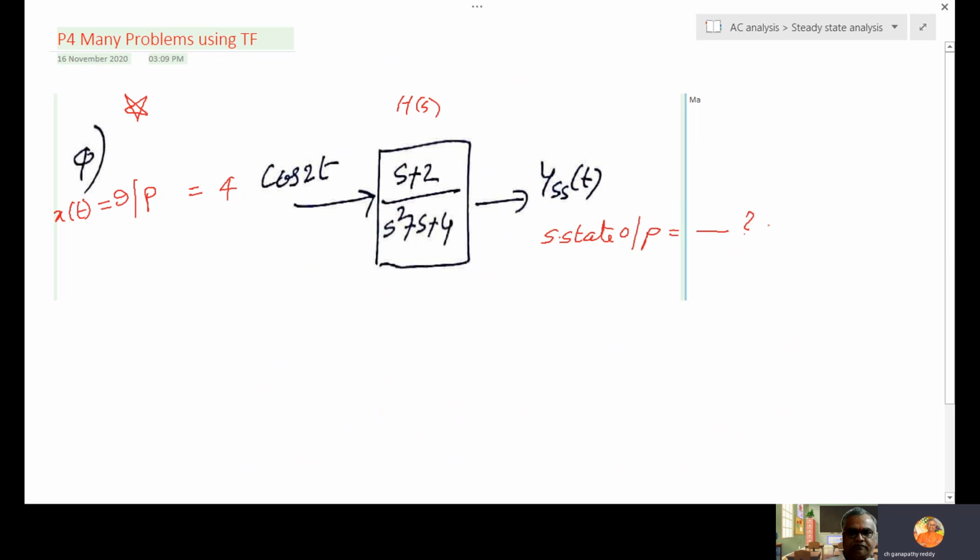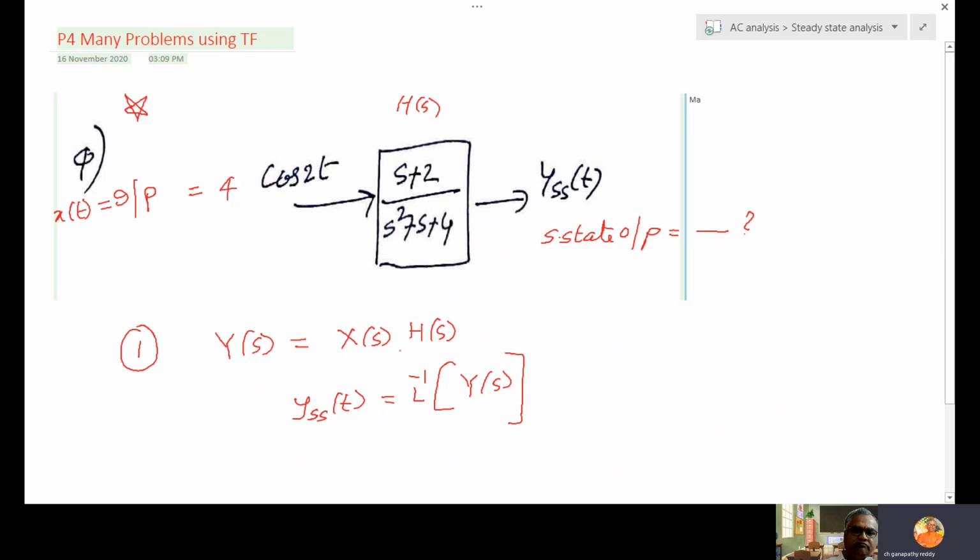How to find the steady state. So for this type of model, when H of s is given, how to find the output? Method 1 is Y of s equal to X of s times H of s. H of s is already in the S domain. Change the input into the S domain, multiply, then the steady state output is the inverse Laplace transform of Y of s.